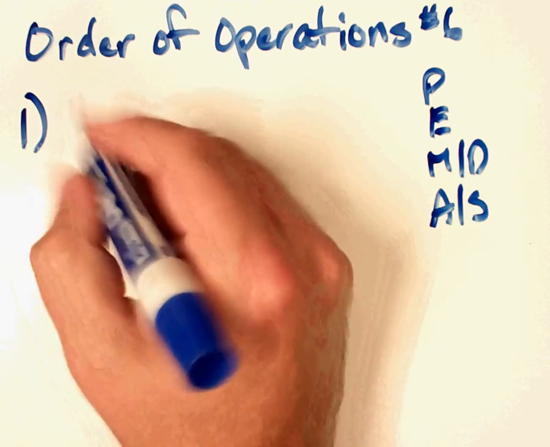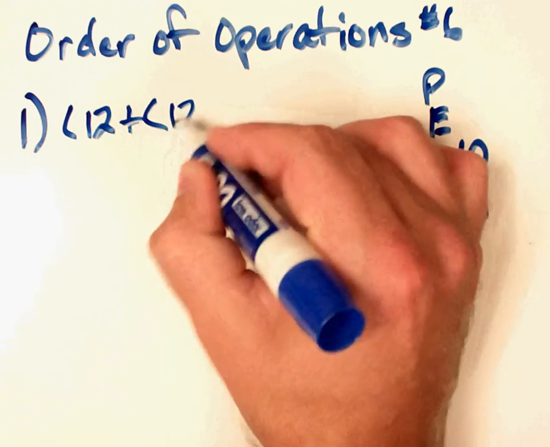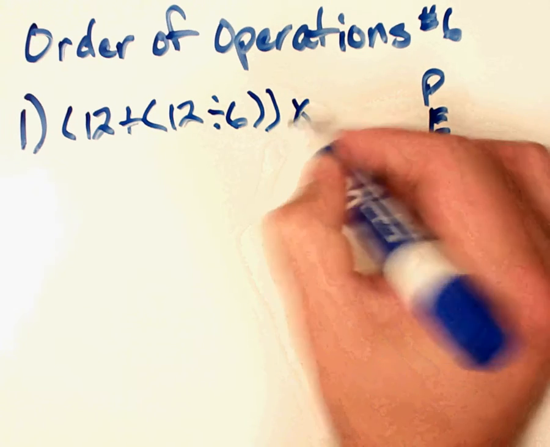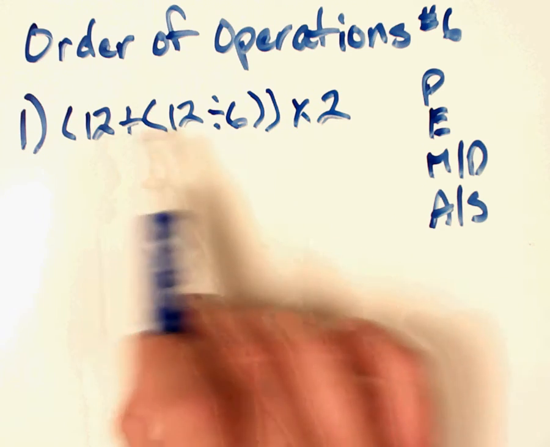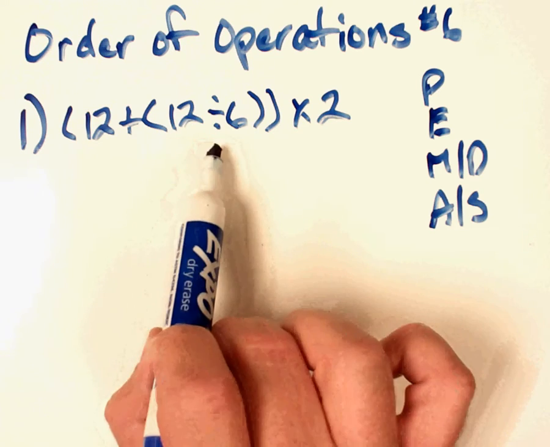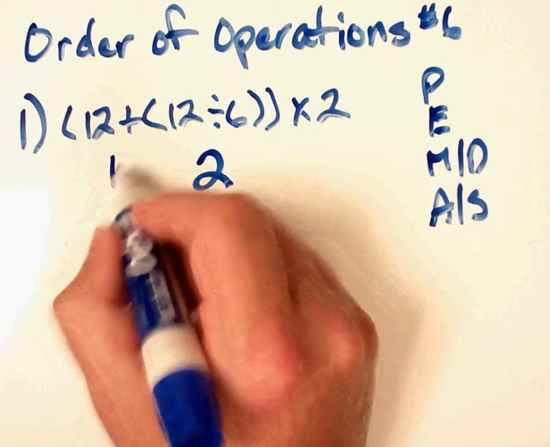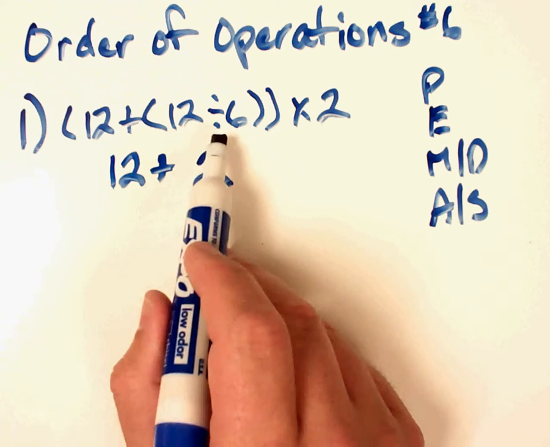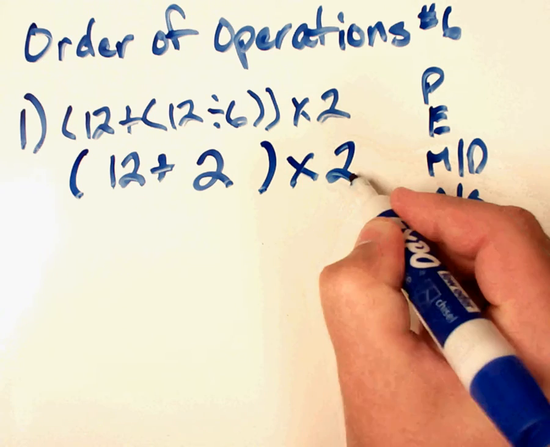All right, so number 1 is parentheses 12 plus parentheses 12 divided by 6, close parentheses, times 2. On this one, I'm really just looking at where my parentheses are, and I always want to start out on the innermost parentheses. My innermost operation is 12 divided by 6, which is 2. And then I'm just going to rewrite everything else. Since I've completed the one operation in this parentheses, I can get rid of those parentheses, but I have to keep the others because I haven't finished all the operations inside of them.